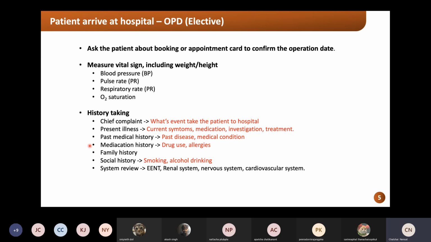And the last one is the system review, about how the functions of the ear, eyes, nose, throat of the patient are, how the renal function is, how the nervous system function is, how the other cardiovascular function is. So you have to ask these things of the patients to get a lot of information that we need to use to plan the procedure.